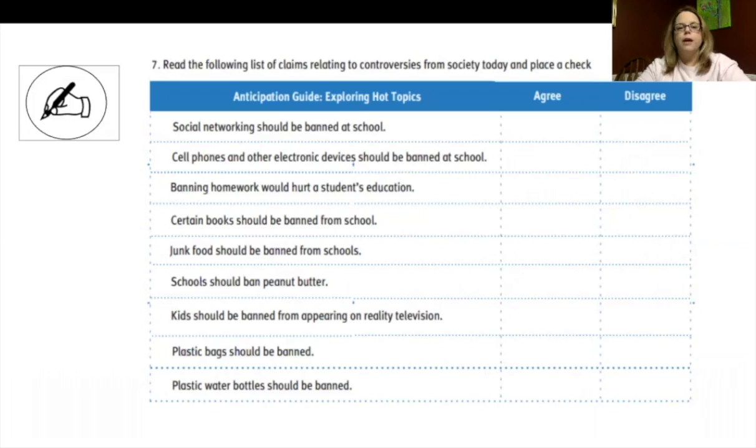Junk food should be banned from schools. Agree, disagree? Schools should ban peanut butter. Agree, disagree? Kids should be banned from appearing on reality television. Agree, disagree? Plastic bags should be banned. Agree, disagree? Plastic water bottles should be banned. Agree or disagree? I hope you gave yourself some check marks for that. If you need to pause the video and do that again, you can.